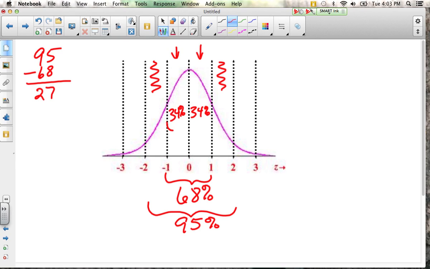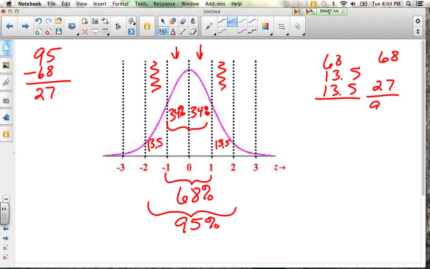Well, I've already got 68 here in the middle. So now 27 divided by 2 gives me 13.5. So that means this right here is 13.5 and this right here is 13.5. Now if you add those up, 68% plus 13.5 and 13.5, obviously what you're doing is really adding 68 plus 27, and that should give you 95. And so you're just double checking your work.